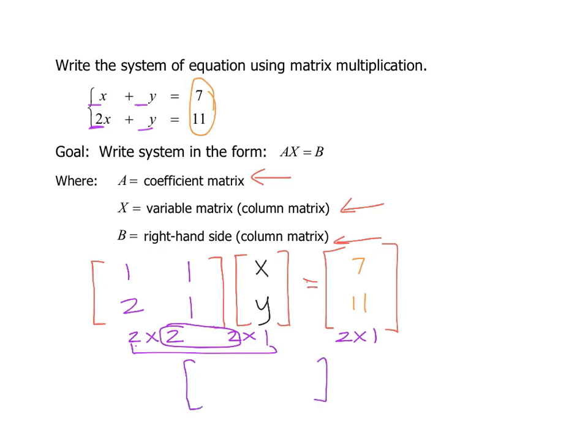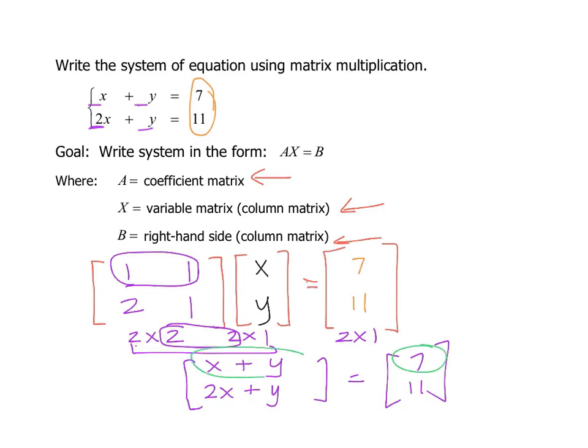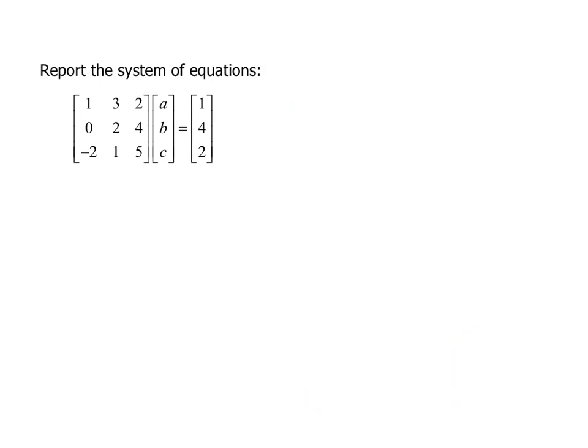If I multiplied, taking this row times that column, I would have x plus y, and then here I would have 2x plus y, and this would equal 7 and 11. And if two matrices are equal, their corresponding elements have to be equal. So I would have this x plus y equals 7, which is that first equation. And then I would have 2x plus y is 11. That's that second equation.